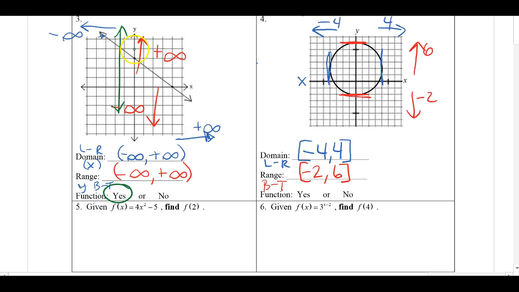Okay. Now let's do the same thing over here. So as I take this line and I move it across, does it touch this graph in more than one place? Yes, right away it does. Right there you can see that it touches both here and down here at the same time. So that is not a function. Okay.